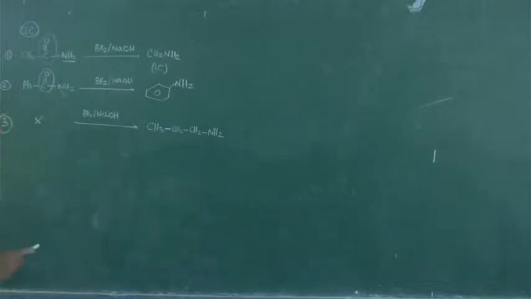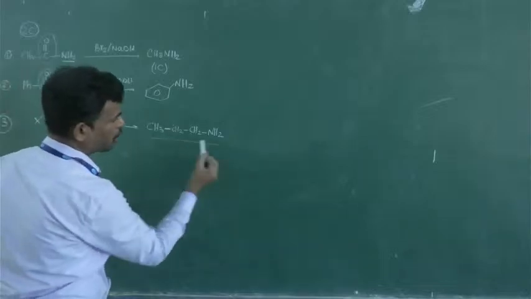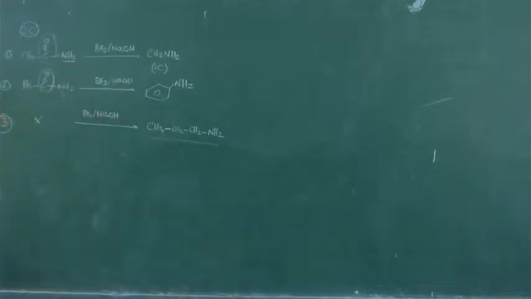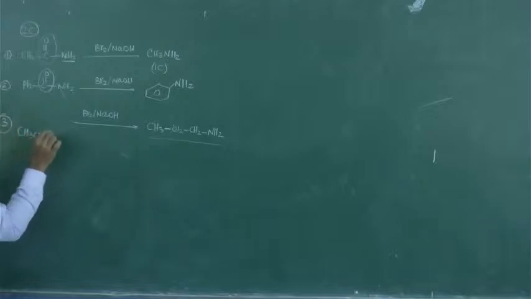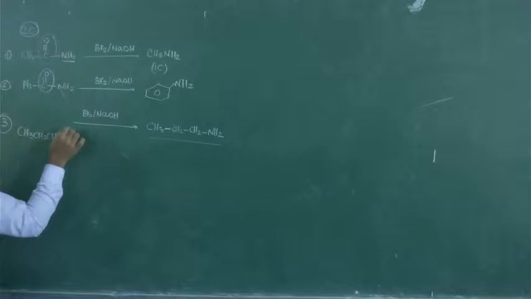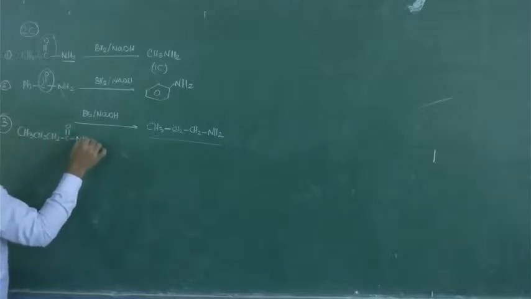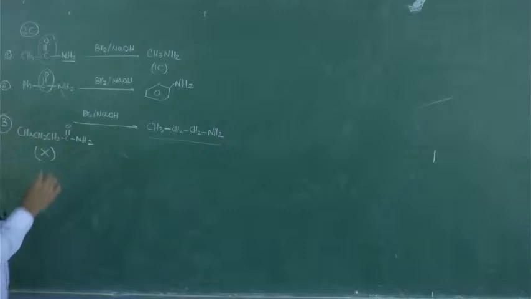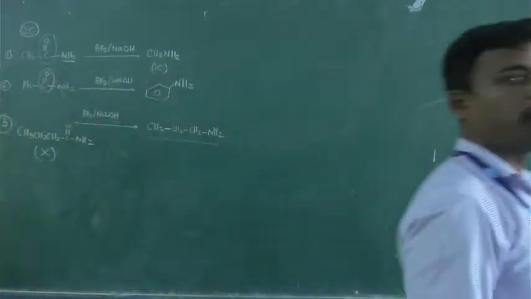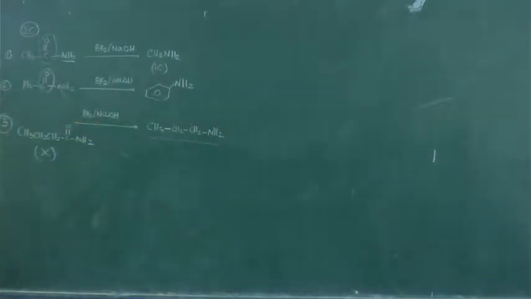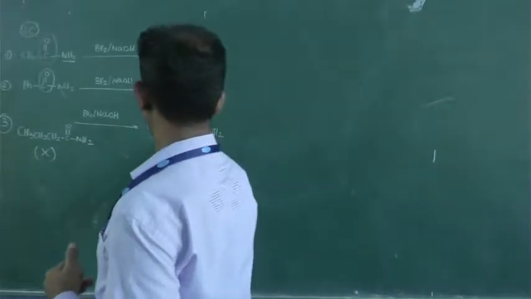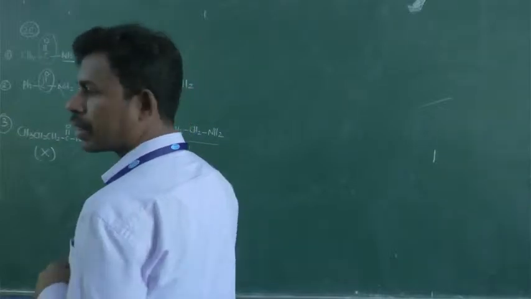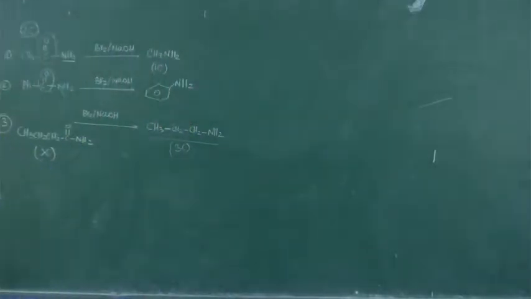Aniline. Suppose we have this product, what would be the starting material? A 4-carbon chain: CH3, CH2, CH2, CO, NH2. That is X. Okay, so that is butanamide. Butanamide means we have 4 carbons, so 3 carbons in the product. So these are a few examples for the Hoffmann bromamide reaction.